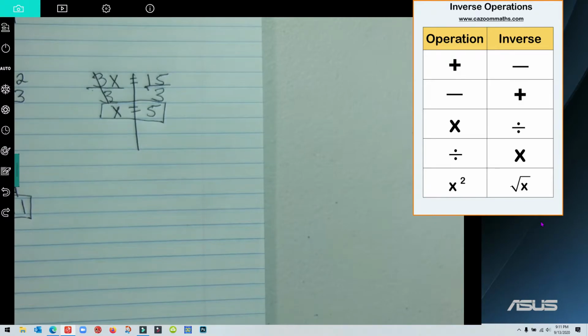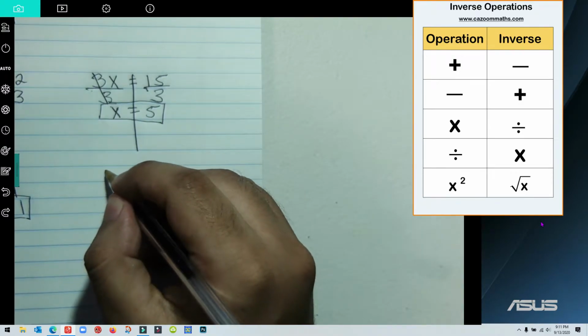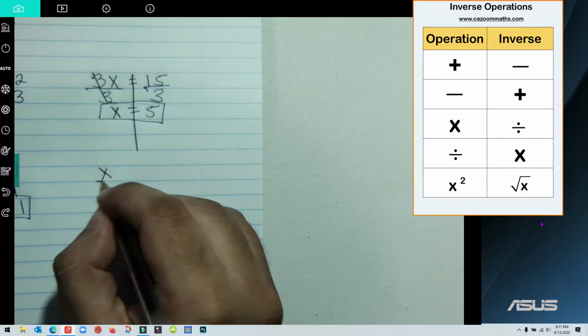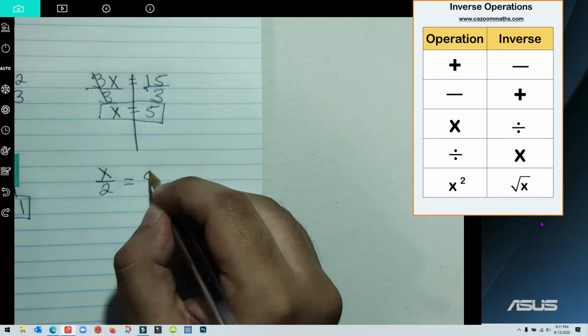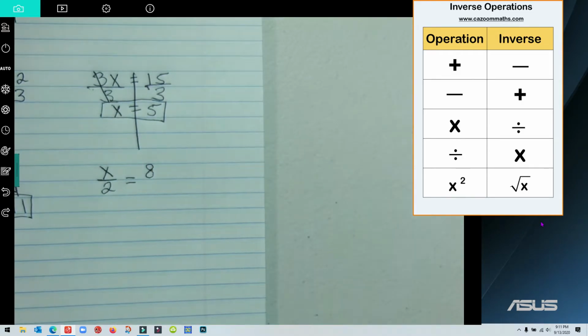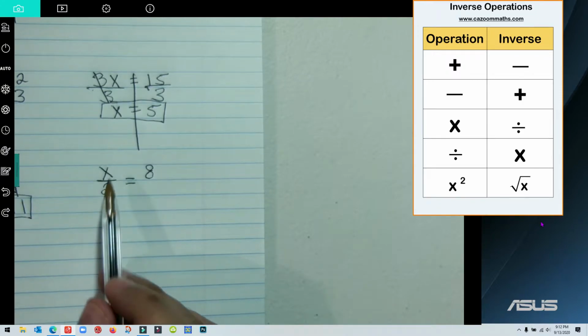One more example. Let's say x divided by 2 is equal to 8. So once again, if we look at my variable x, he's not by himself on his side of the equation. We want to completely isolate him. We want him by himself on this left side.